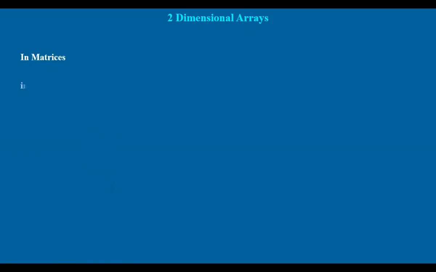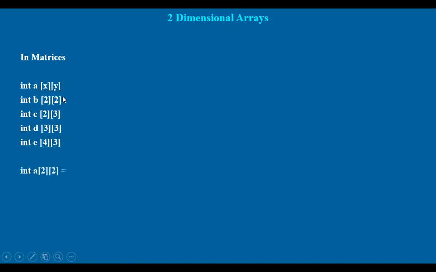In matrices, we will be using these, and they can be declared as an integer type, A being the name of the array, and X and Y, 2 dimensions, are given here. That is, X rows and Y columns. It can be a square matrix like 2 by 2, or 2 by 3, or 3 by 3, or 4 by 3. Any number can be assumed for X and Y.